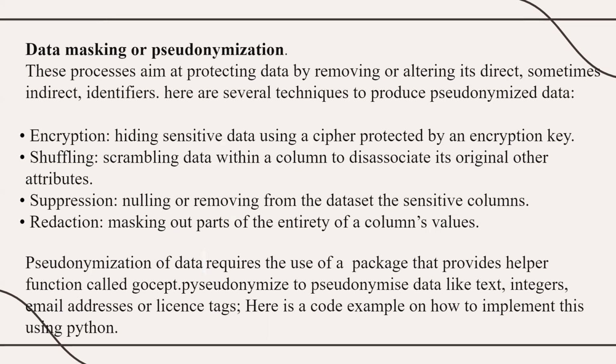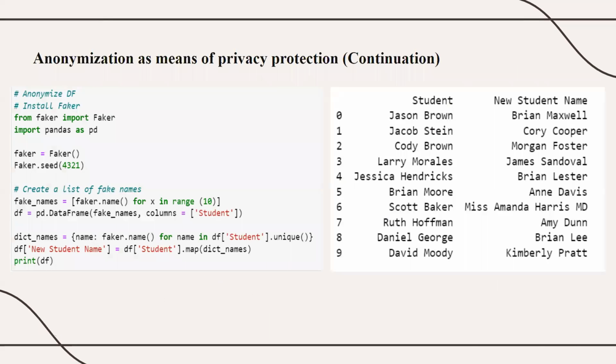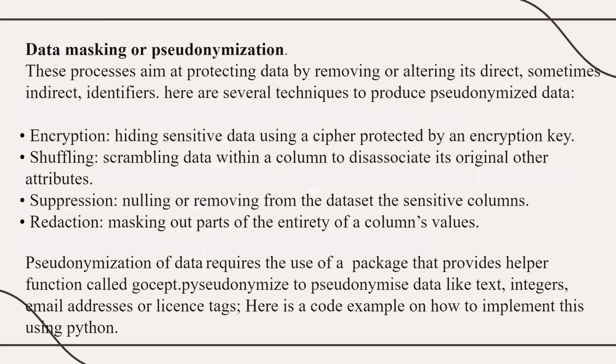We also have shuffling, which is just scrambling data within a column to disassociate its original order. We might have a column just like in this previous image, and we might just disassociate this column by interchanging all of the information randomly. So we don't know if Brian comes first or last, or if Amanda comes fourth or James comes fifth, for example.